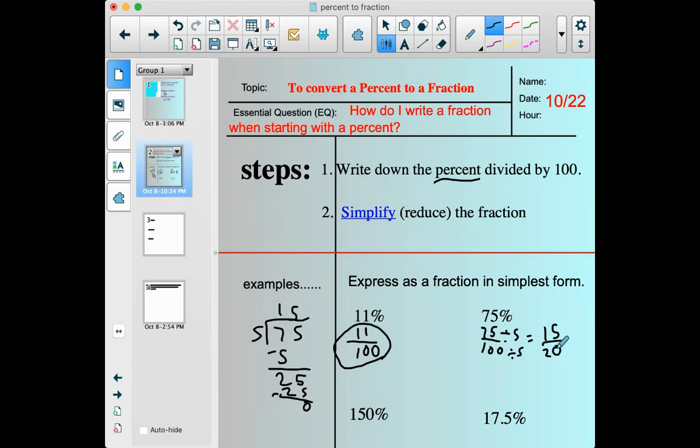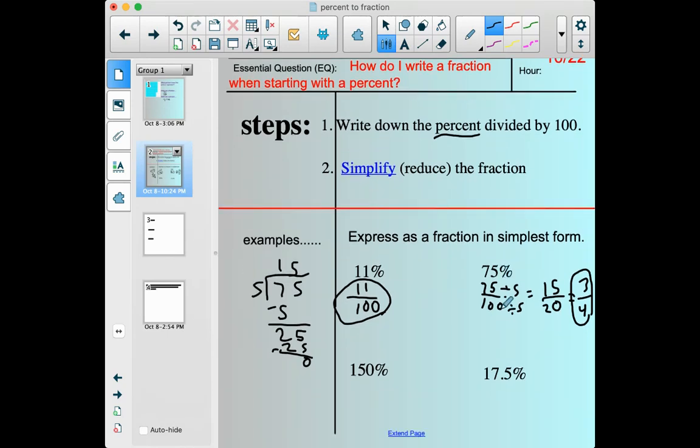Now if I look at these numbers, just because I reduced it once doesn't mean it's reduced all the way I can go. I still have a 15 and a 20. It still ends with a 5 and a 0, so I could still divide by 5. If I divide the top and bottom by 5 again, 15 divided by 5 is 3. 20 divided by 5 is 4. So 75% is the same as 3/4.